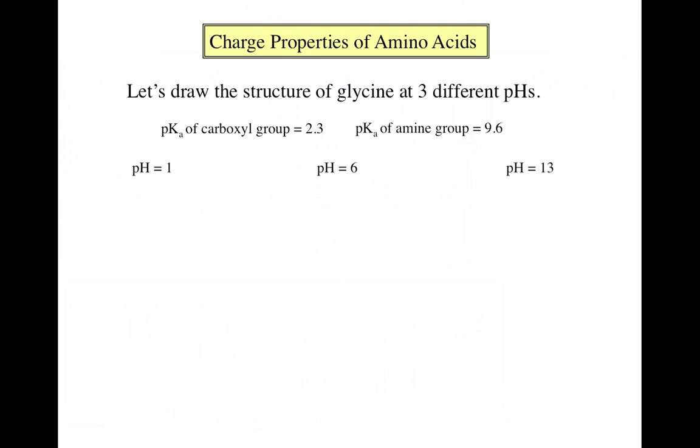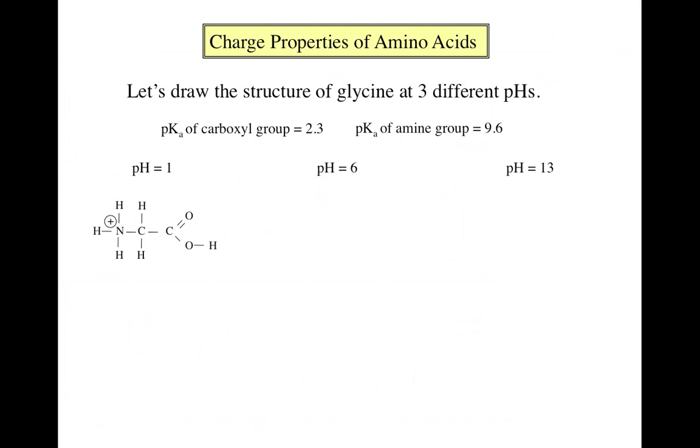We need to think about whether the amine and carboxyl groups will be protonated or deprotonated at each of these pHs. Since the carboxyl group has a pK of 2.3, at a pH of 1, the group should be protonated because the pH is less than the pK. The amine group has a pK of 9.6, so it should also be protonated because the pH is less than the pK. As a result, the structure should look like this, with both the amine and carboxyl groups protonated.